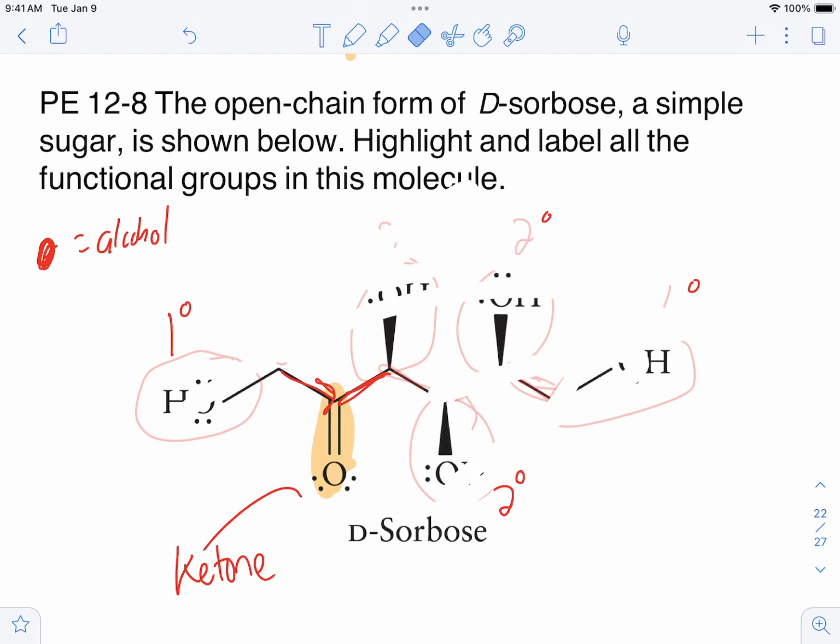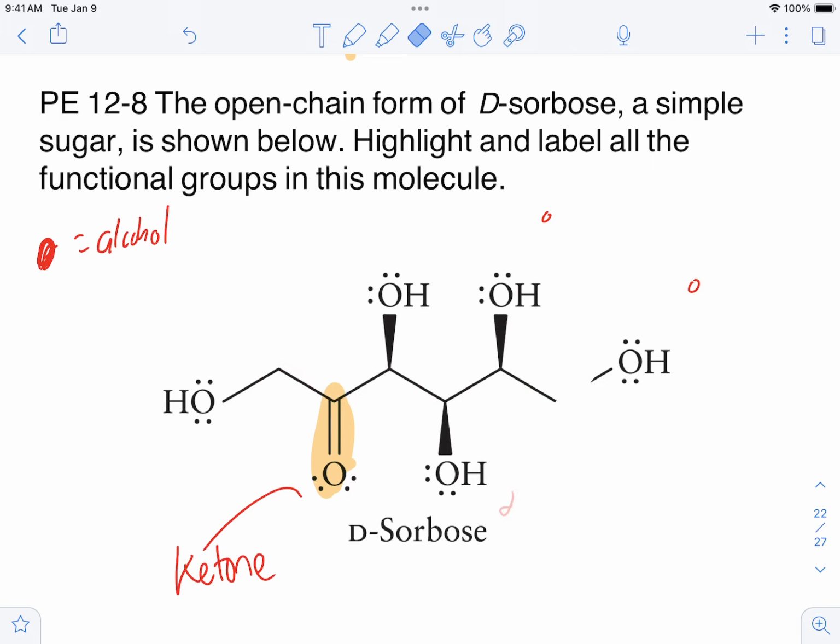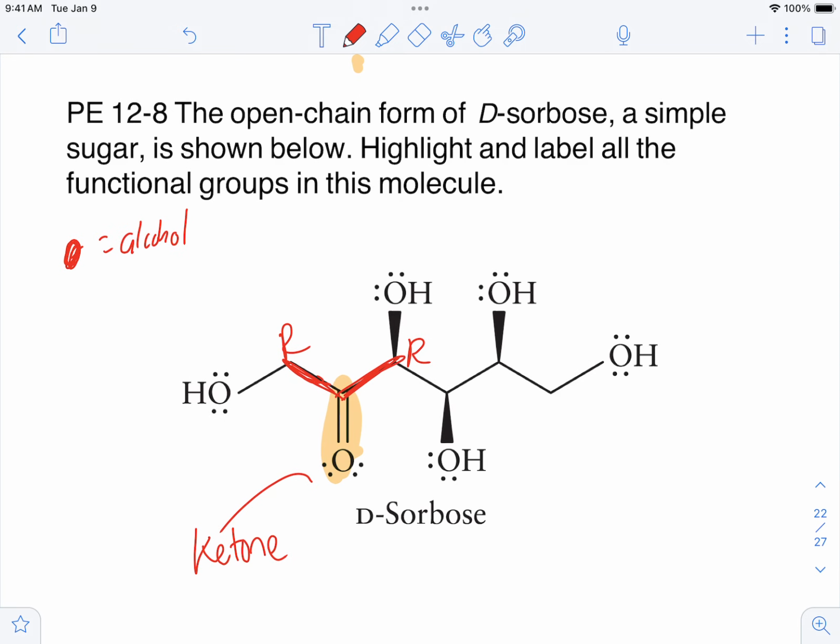So if I erase this just to show the ketone a little clearer, this C is bonded to an R group here and an R group here. And we know that's exactly what a ketone is.